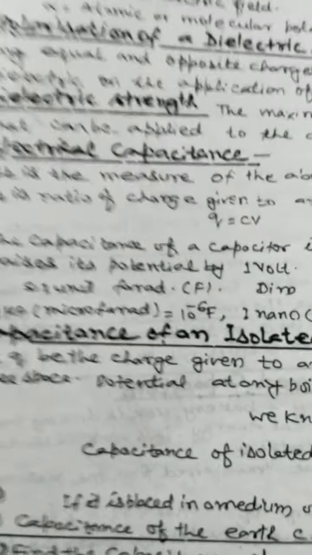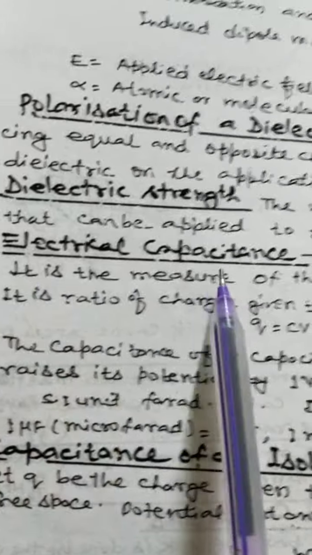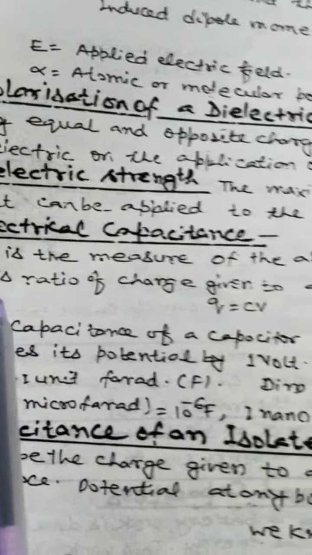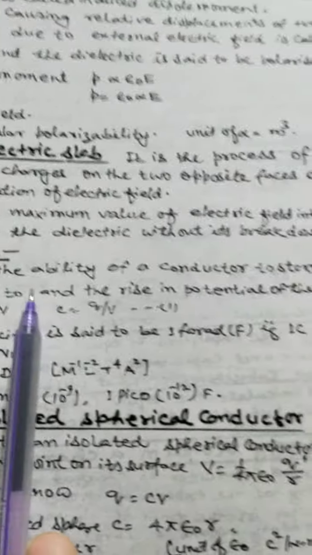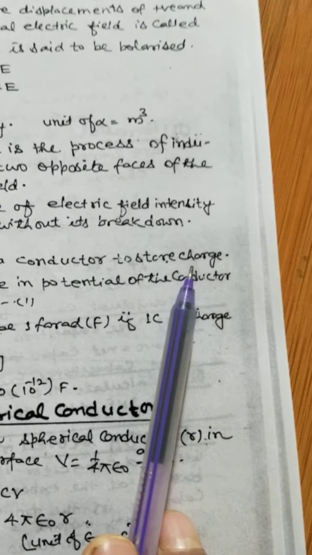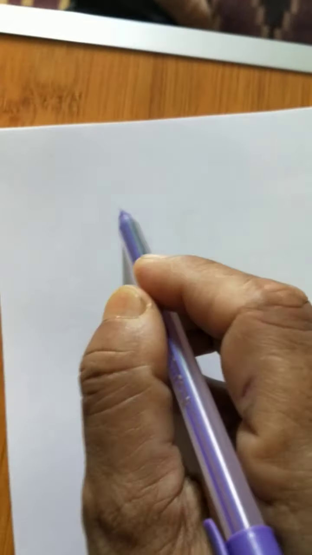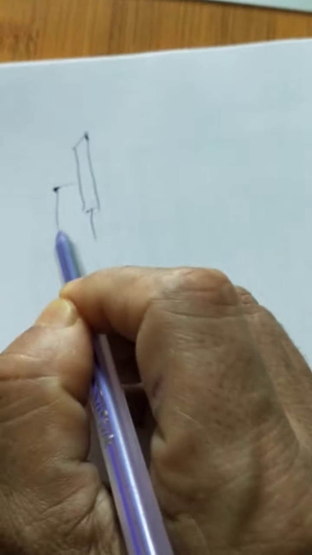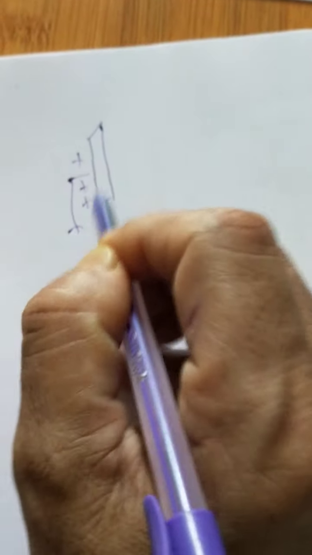Let's go now, students. Today our topic is electrical capacitance. Electrical capacitance is the measure of the ability of a conductor to store electric charge. For example, suppose this is a conductor and this conductor is given charge from the outside. Let it be Q.